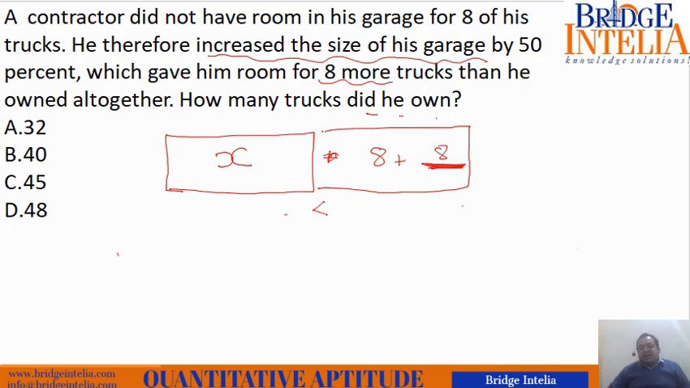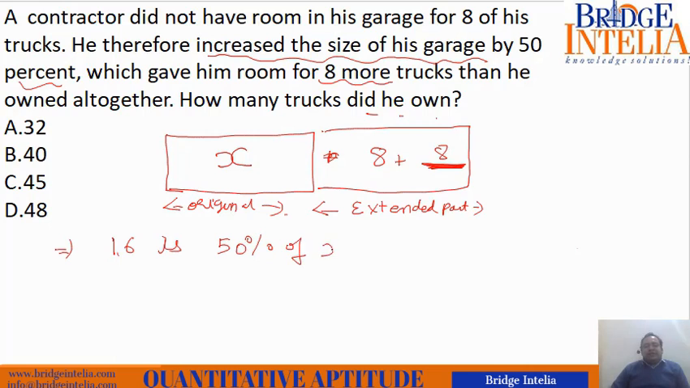So this is the extended part. This part is 50% of the original part, because it is said that this was extended by 50%. So the number of trucks accommodated in the extended part will also be 50% of the original number of trucks that were accommodated. So 8 plus 8, 16 is 50% of X. So from here X is equal to 32.